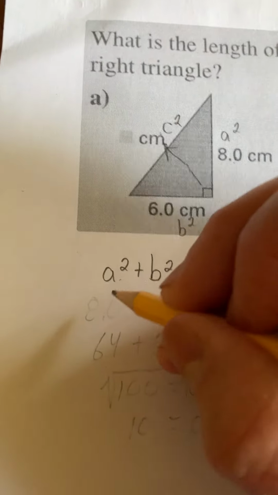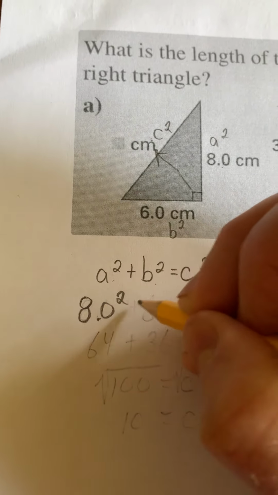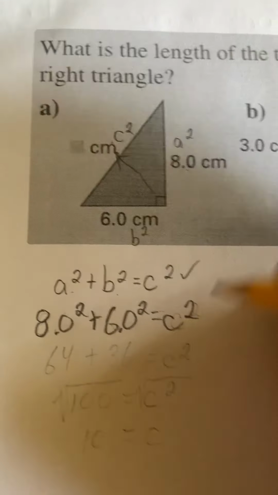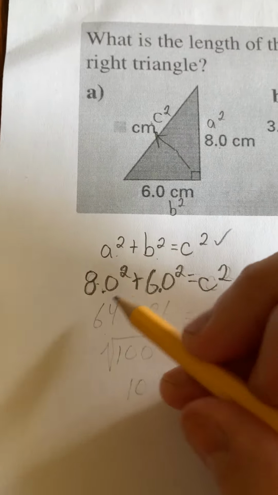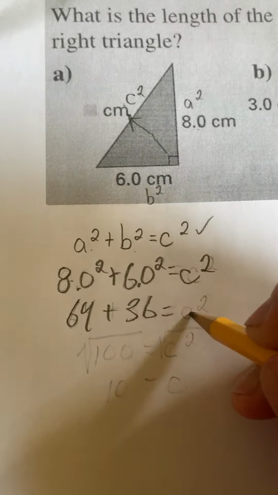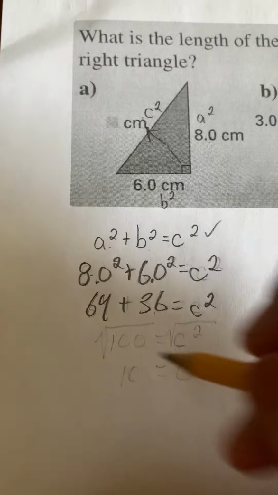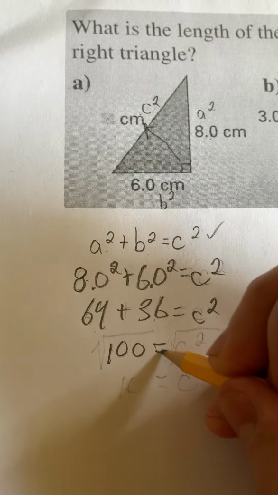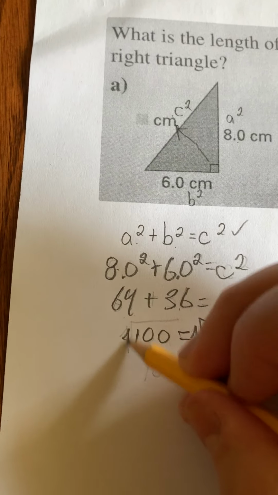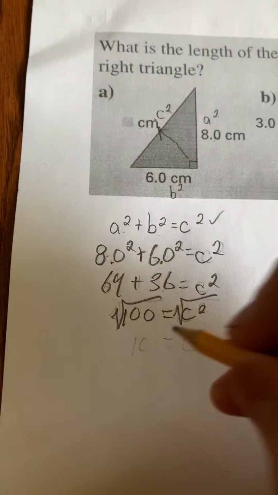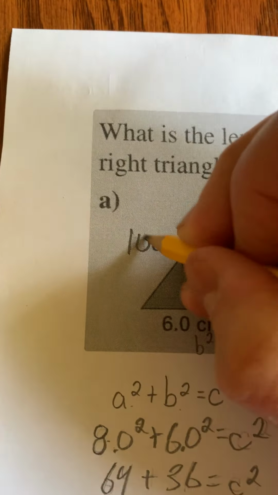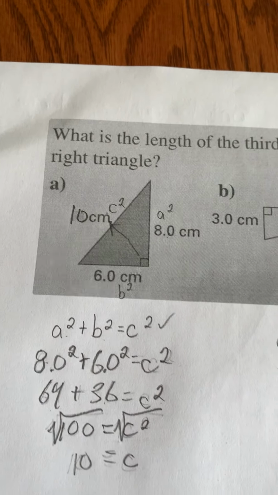So we'd look at A, we could say something like A is 8.0 squared plus B, which is 6.0 squared, equals C squared. Then 8.0 squared is 64, plus 6.0 squared is 36, equals C squared. 64 plus 36 is 100, equals C squared. How do I get rid of a squared? Well, I take the square root from our first lessons of the year, and we end up with just C, and C must equal 10. So we'd come up here and say, I get it, that has to be a 10 centimeter side.